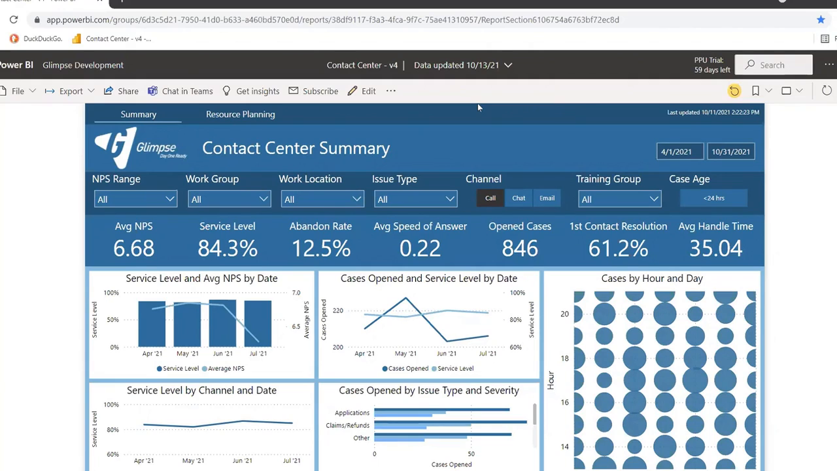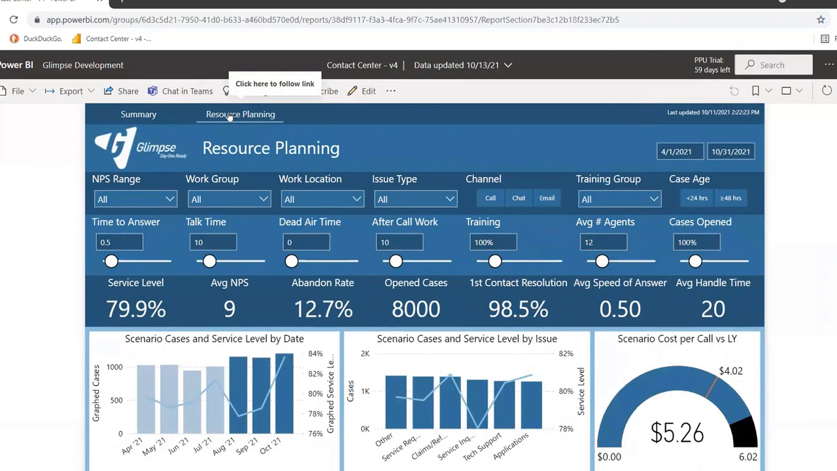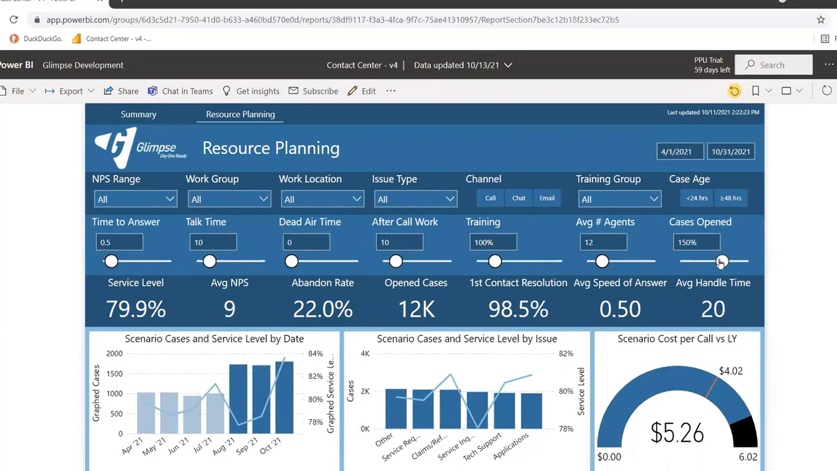Exactly. So good. Now, finally, let's look at resource planning. Let me reset everything to scratch here, and we'll go over to our planning dashboard, which is pretty cool. In the resource planning dashboard, we have the capability to increase the number of cases from 8,000 cases to 12,000 cases. And we see our service level. Let's see if that changes or not.